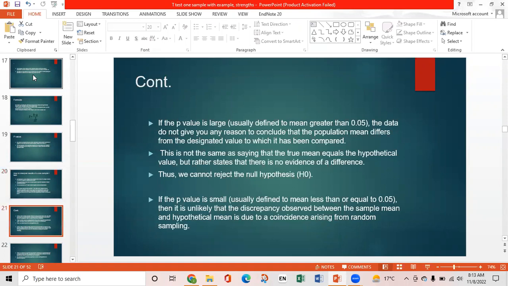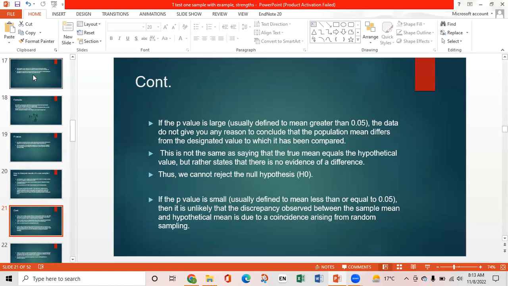If the p-value is large, usually defined to mean greater than 0.05, the data do not give any reason to conclude that the population mean differs from the designated value to which it has been compared. This is not the same as saying that the true mean equals the hypothetical value, but rather states that there is no evidence of a difference. Thus, we cannot reject the null hypothesis in this case.